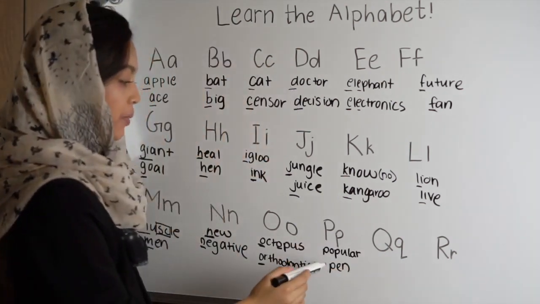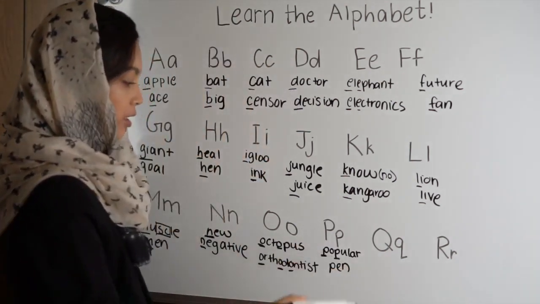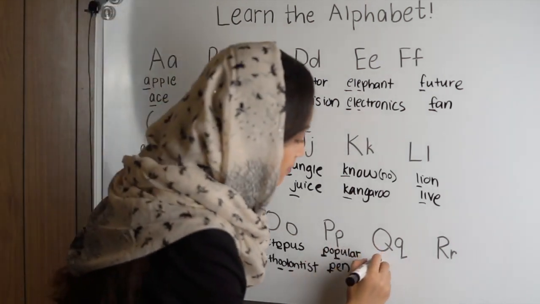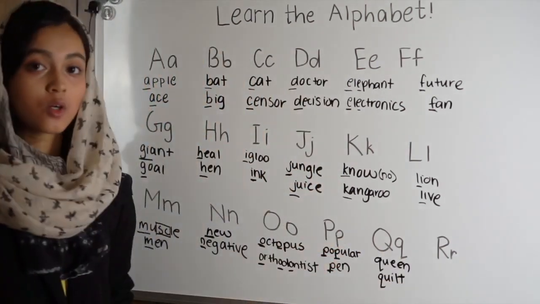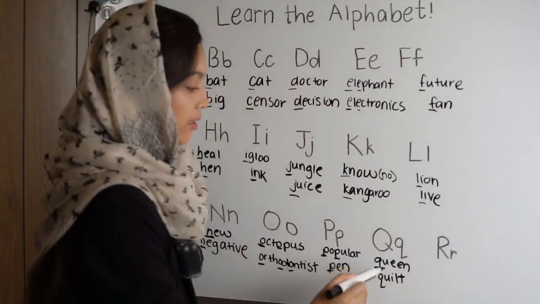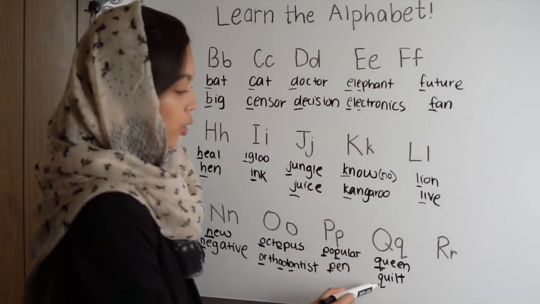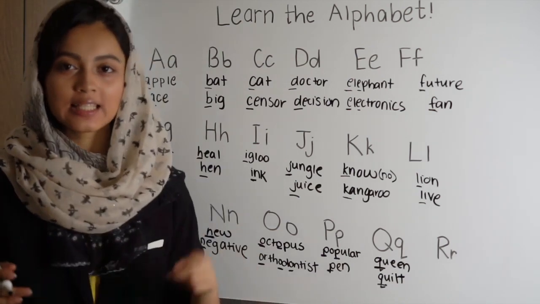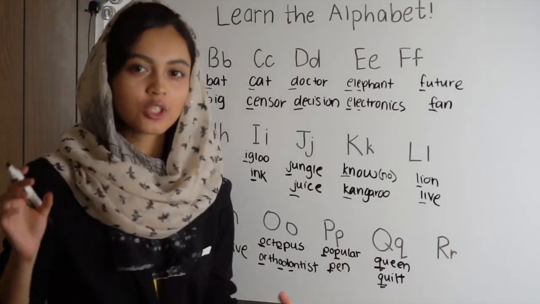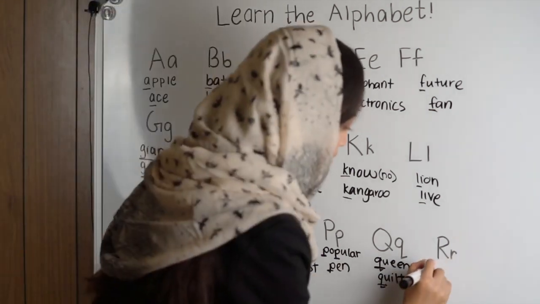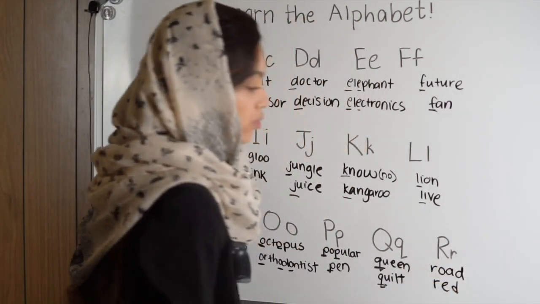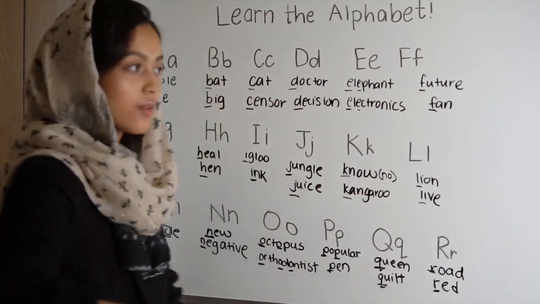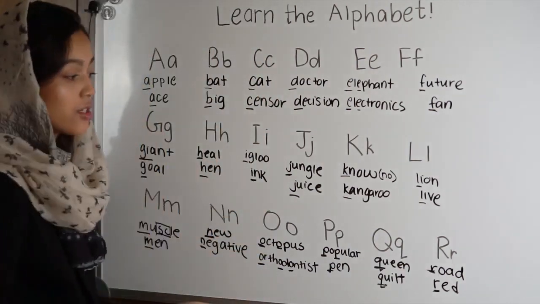We have popular. Pen. Not really that big of a difference. We have Q. Clean. Quilt. Quilt হচ্ছে similar to a blanket, but not really. It's a little bit lighter and usually has lots of designs on it. Moving on to R. Road. Red. So that is letters A to R.